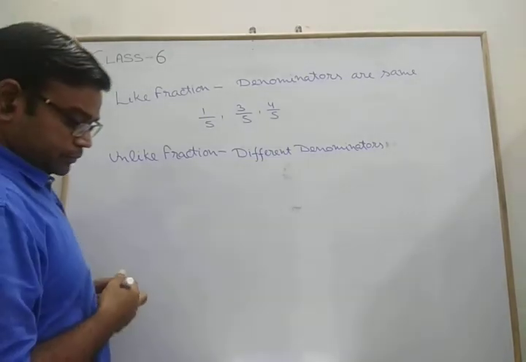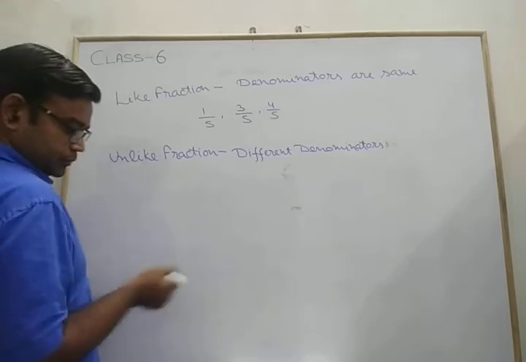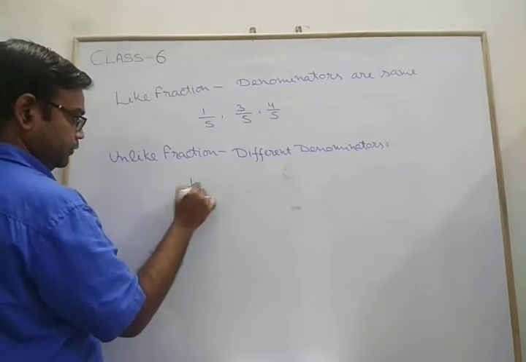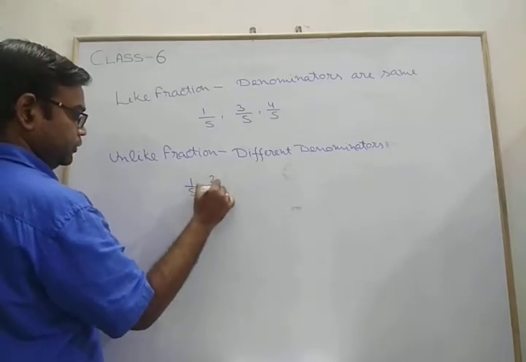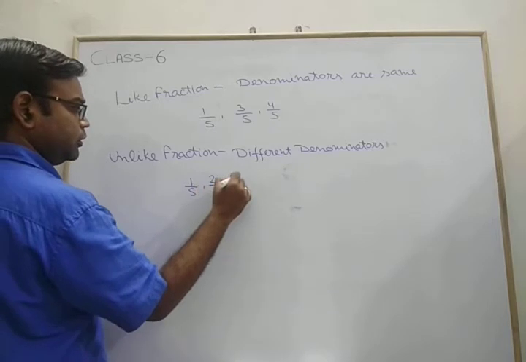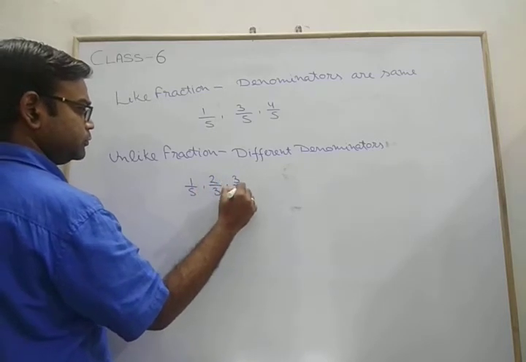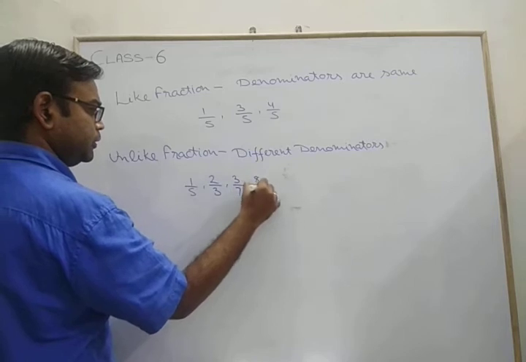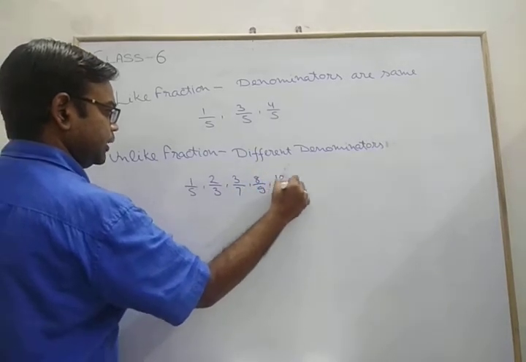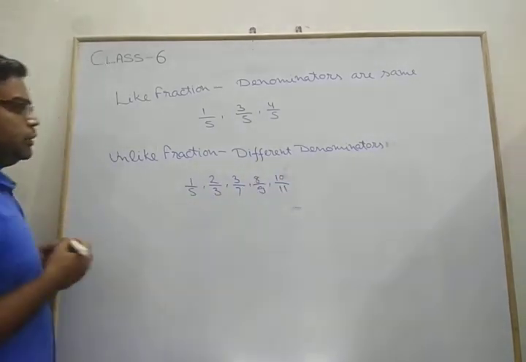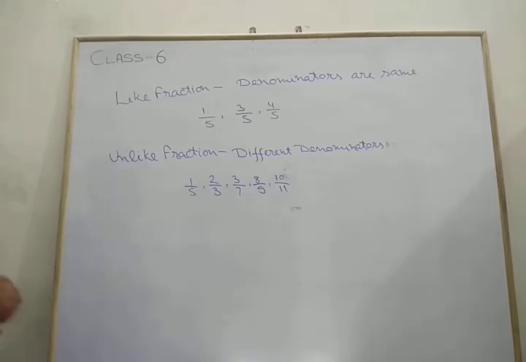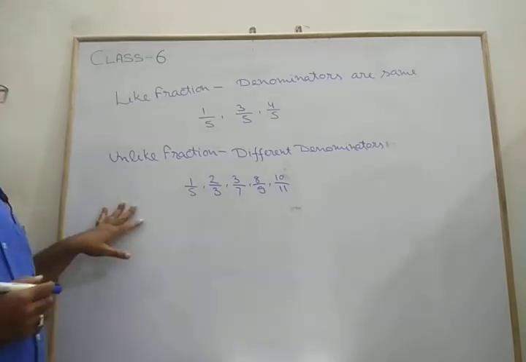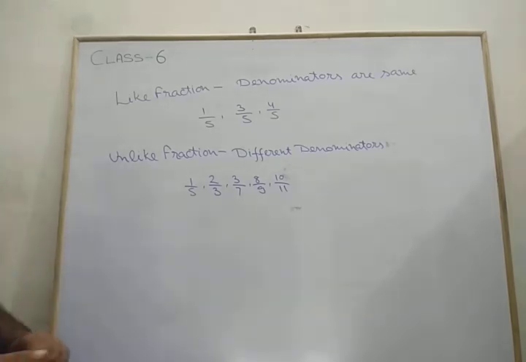For example, 1 upon 5, 2 upon 3, 3 upon 7, 8 upon 9, 10 upon 11. All these come under unlike fractions. From this, we move to the next part, equivalent fractions.